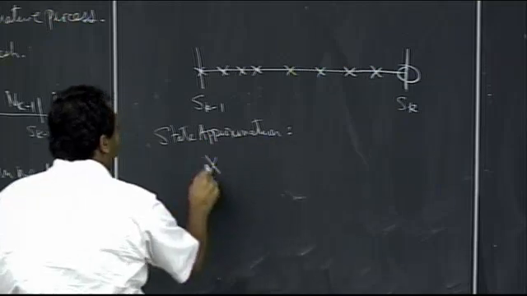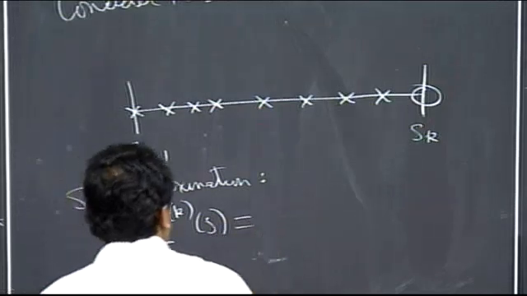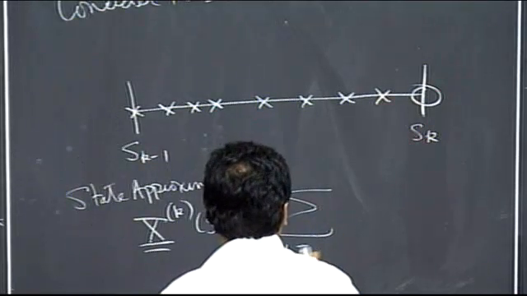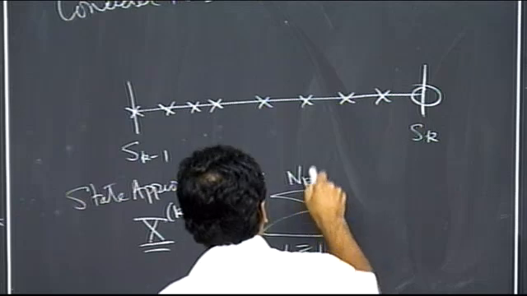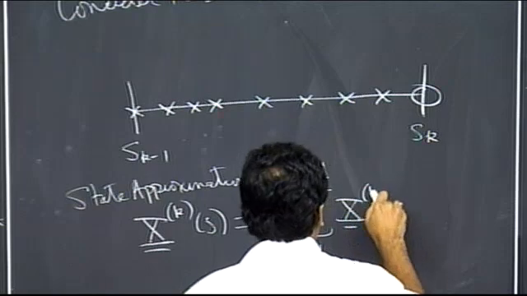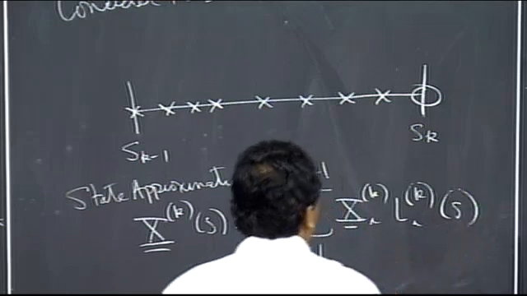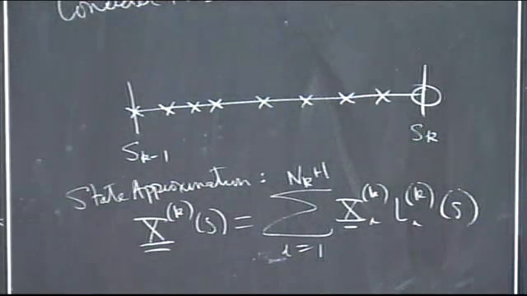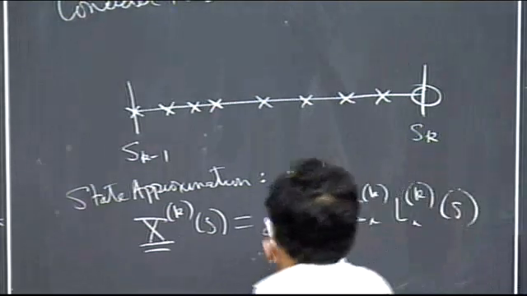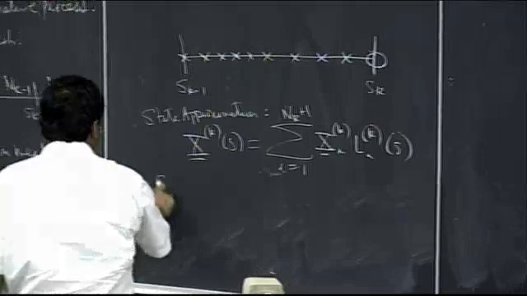So the state approximation is capital X k of s, which is equal to the sum from i equals 1 to n sub k plus 1 of x k i times l k i of s, right? That's my solution. So now I want to know, how accurate is that? Well, one way to determine how accurate this is is as follows. And this is actually a fairly good approach, and it works quite well.